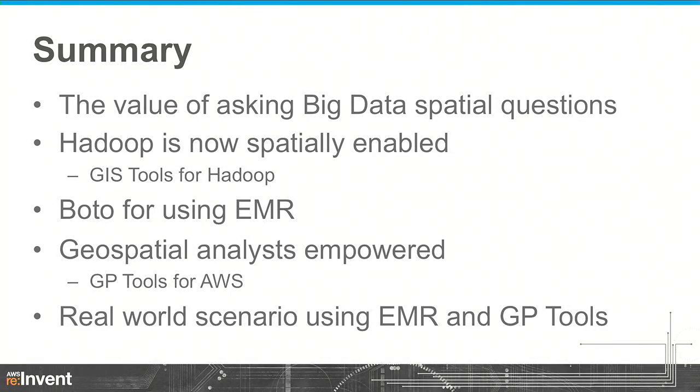So in summary, to wrap this up, there is a lot of value in asking spatial questions when you're working with big data. And Hadoop is now spatially enabled. Don't forget to look at our GIS tools for Hadoop and see how you can enable Hadoop to recognize geometry and geometry operations. And we've been using Boto for EMR, and we've used that to build a number of GP tools. The value of these GP tools is that analysts who don't want to learn about Hadoop, don't want to learn a lot about the Amazon Cloud and its intricate details of how it works, these tools will work for them seamlessly within the environment that they could do analysis for GIS in.